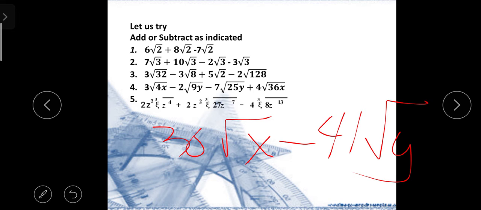For number 5 given, this is 2z cube root of z raised to the 4th power plus, ba't ganito itsura? Oh, multo yun. Ma, kita ako yun sa baba. Oo, multo yun, multo. Ha? Multo yun nakikita mo. Ghost.